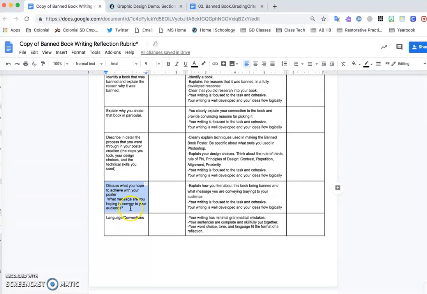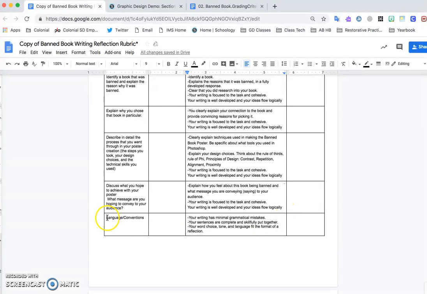All right. Then you're going to discuss what you hope to achieve with your poster. So what message are you hoping to convey to your audience? And this is where you're going to explain how you feel about this poster being banned and what message you are conveying, saying to your audience. So do you agree with it being banned? Do you disagree with it being banned? Why or why not? Why does your audience care about your message? Again, your writing should be focused to the task and cohesive. Your writing is well developed and your ideas flow logically.